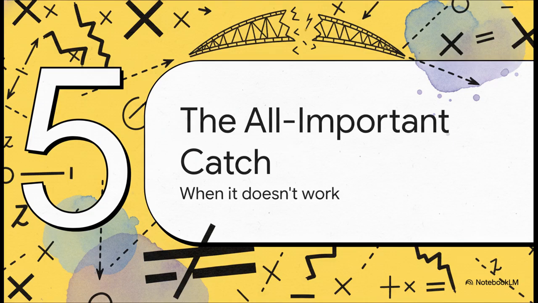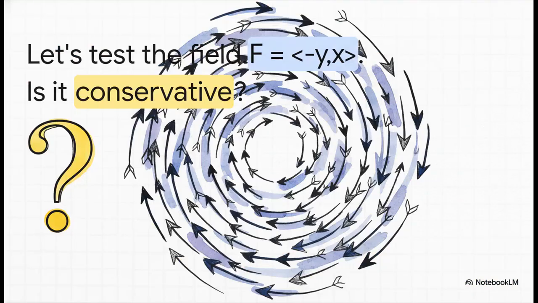Knowing when you can't use this theorem is every bit as important as knowing when you can. This is how you're going to avoid all the common traps. Okay, let's take a look at this new vector field, F equals minus y, comma x. Looks innocent enough, right? But is it conservative? Is there a potential function hiding in there somewhere?